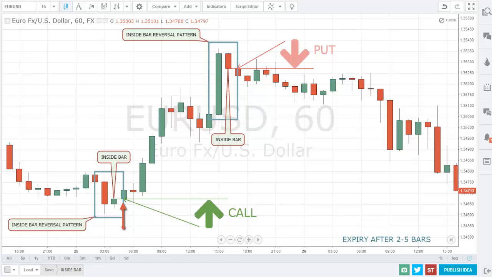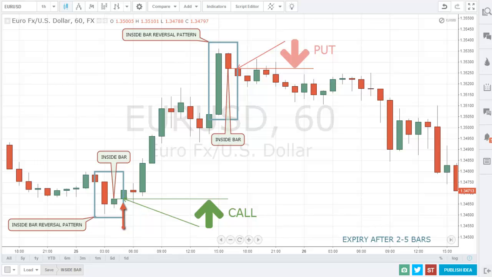As already mentioned, it's a pretty complicated setup for beginners. So when you see the inside bar, you should not rush to buy an option immediately. Practice to determine the direction of the trade on paper, and then you can apply this technique in real trading.